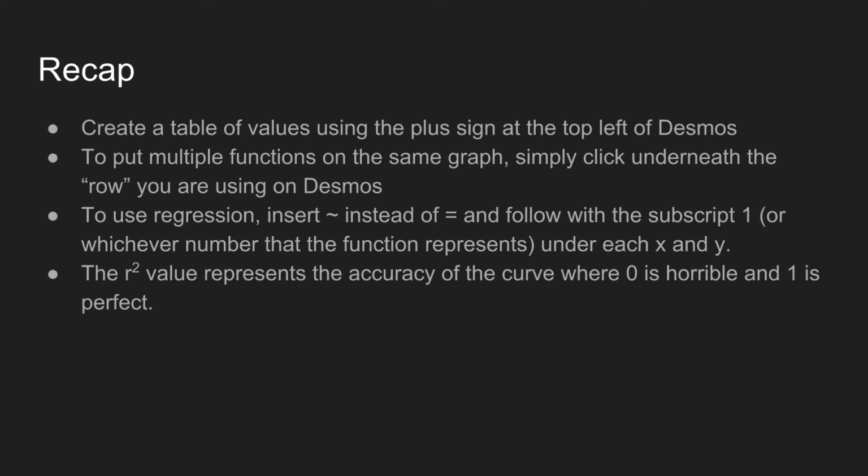Lastly, we talked about the r-squared value, which represents the accuracy of the curve, where 0 is horrible and 1 is perfect. Again, the r-squared value might not be the best representation, but it does do for the data points. And that is regression in advanced functions, grade 12 math.